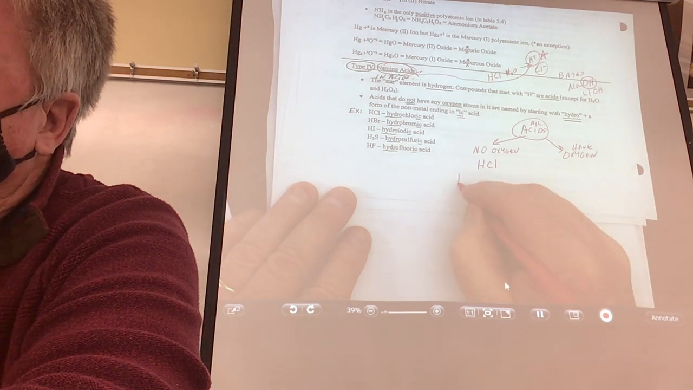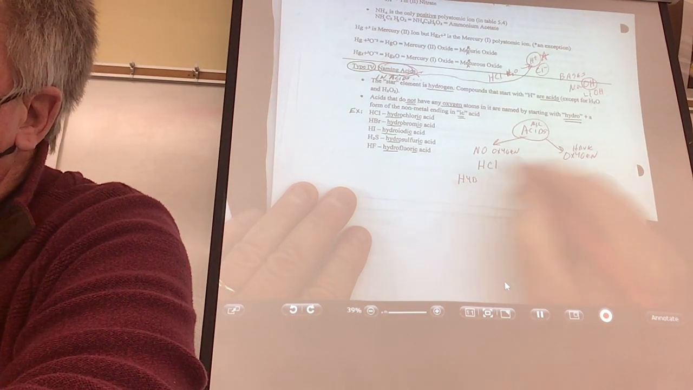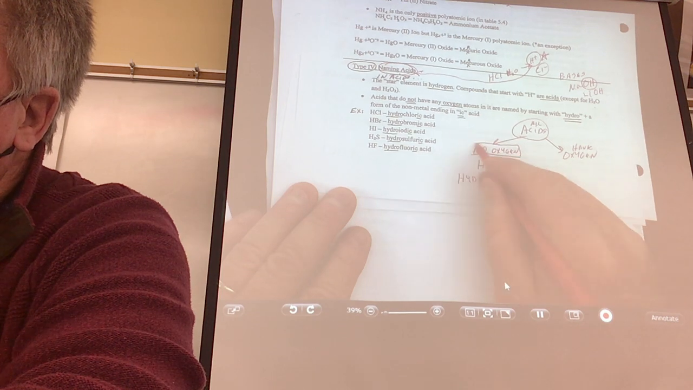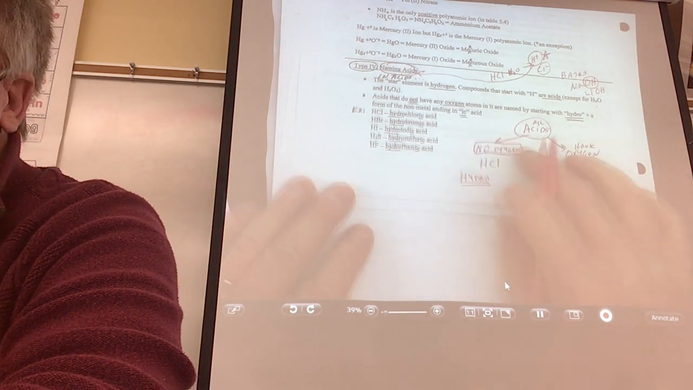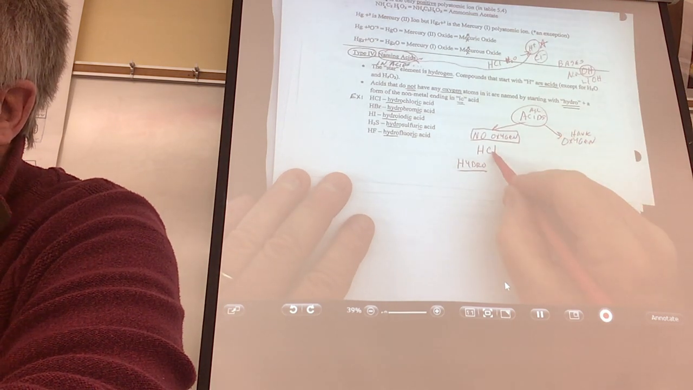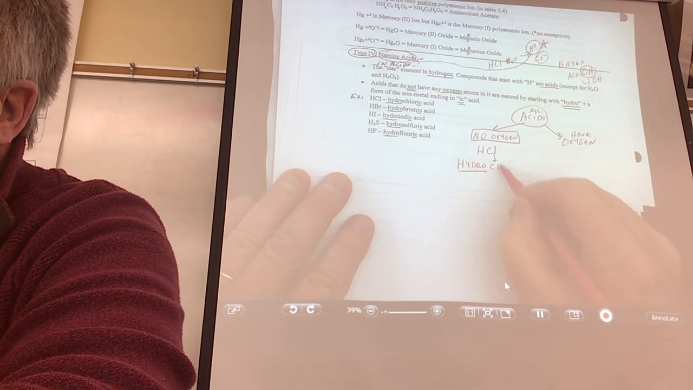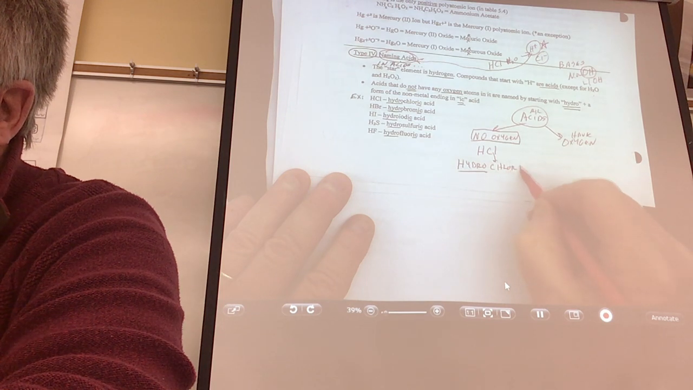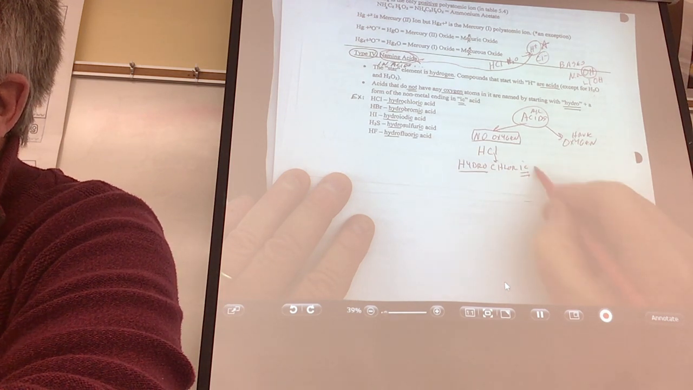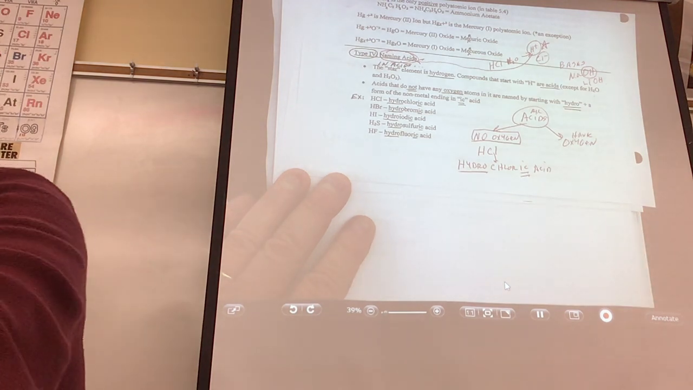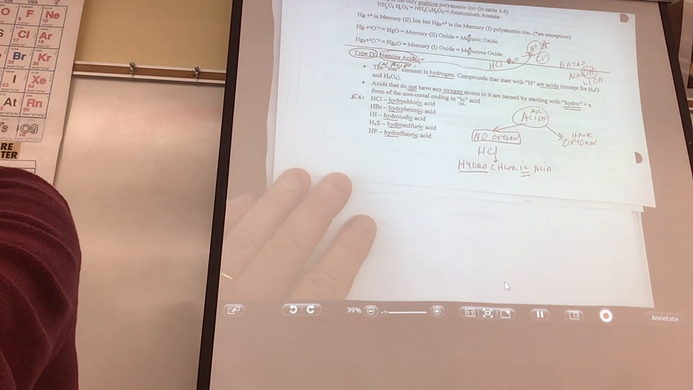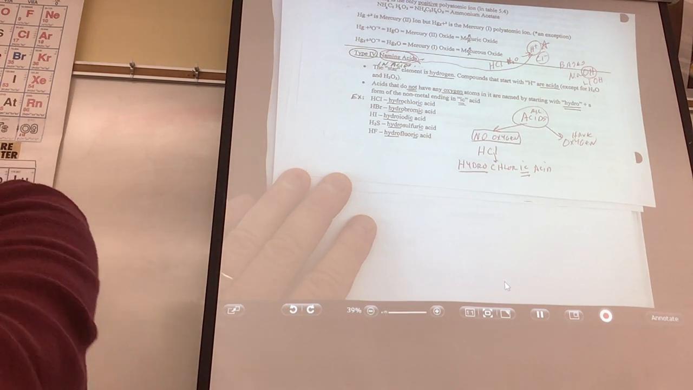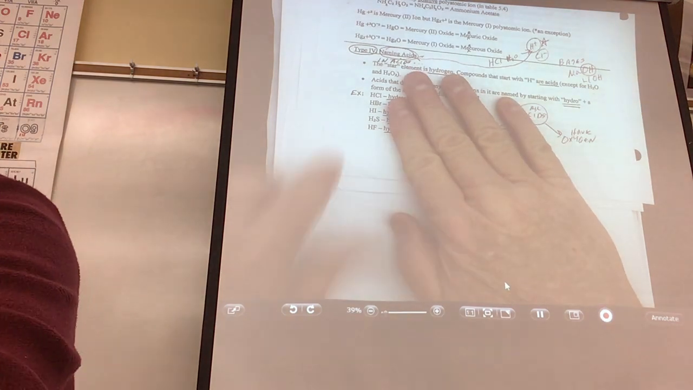Okay, now watch this. Here's the pattern for you. If you're an acid and there's no oxygen in you, you will start the name with hydro. Then take the nonmetal right here, and you will end in ic. That's it. That is the pattern for all acids that do not have oxygen. So ready? Hydrochloric acid.